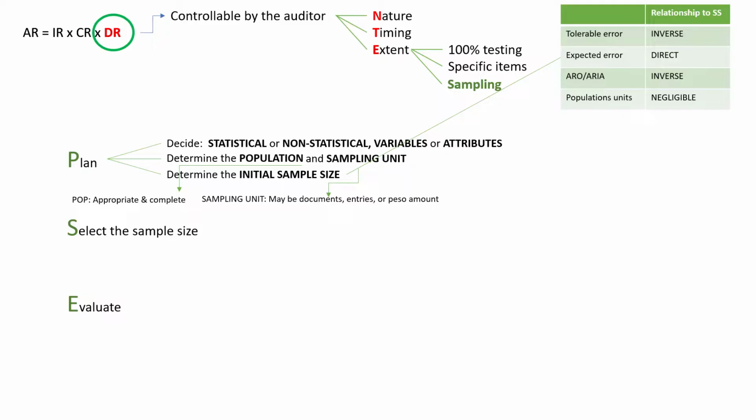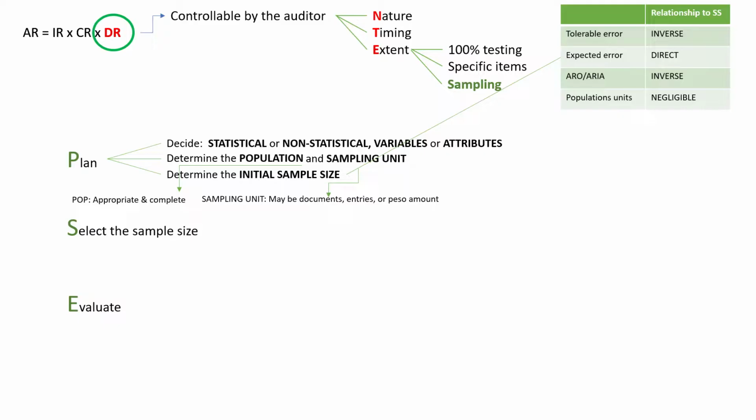And because it is stated as acceptable, the relationship will be inverse. This is what you will notice when it comes to relationships and sample sizes: whenever we talk about tolerable, desirable, acceptable, the relationship is inverse. Even the acceptable level of detection risk, right? The relationship is inverse. So acceptable, tolerable, and desirable will have an inverse relationship to sample size.